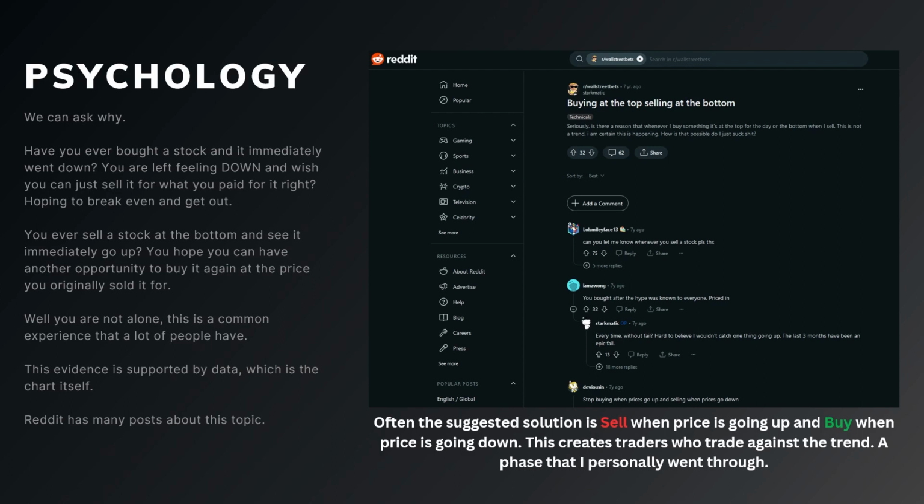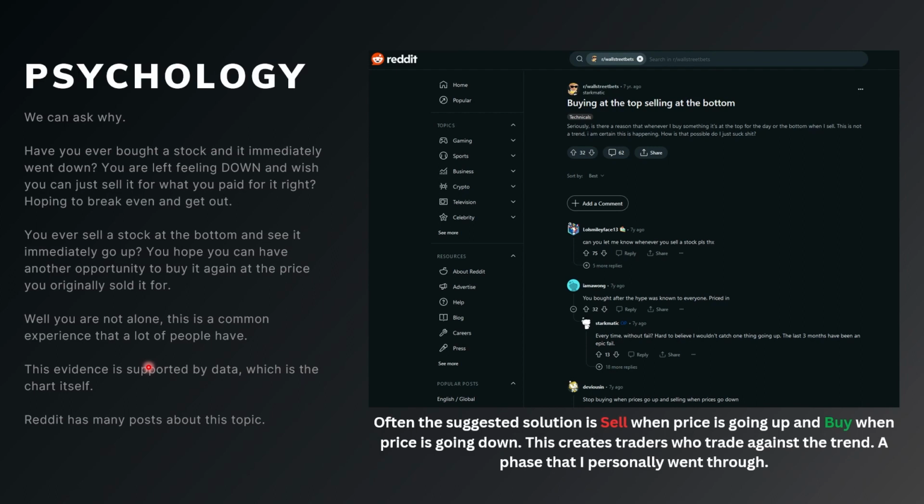I was right all along. Well, that second chance does come sometimes in ranges. So this is very common. This is a very common thing when you first start investing or getting into trading. I've experienced it. And this evidence is supported by data, so I'm not just telling a story. This is supported by data, which is the chart itself.